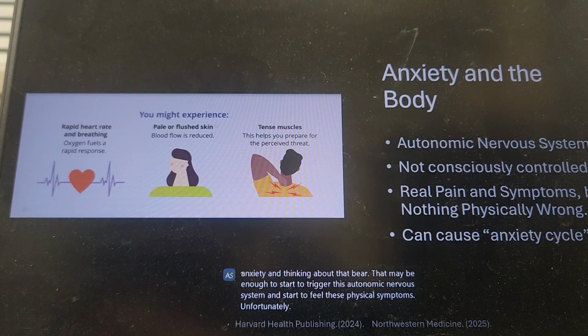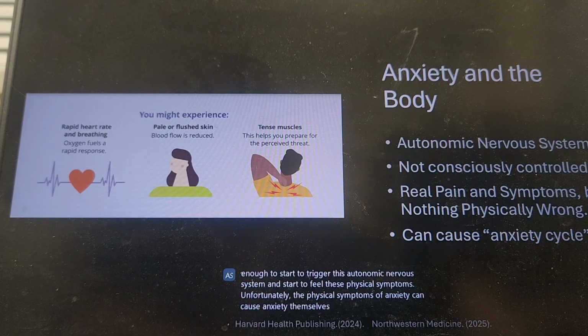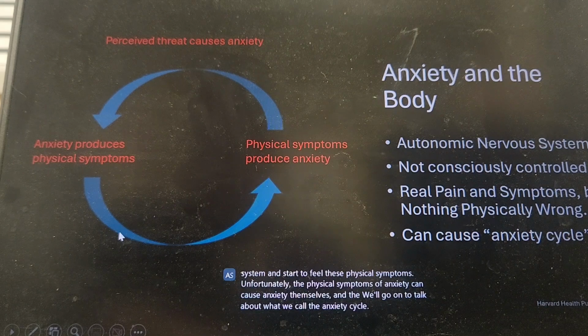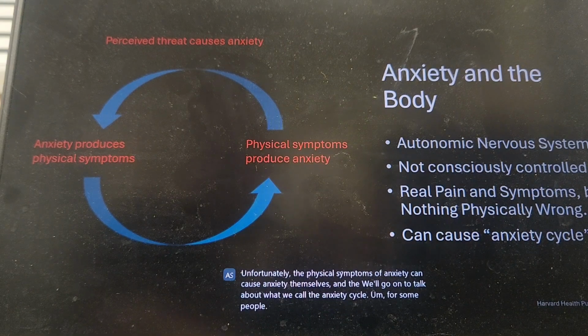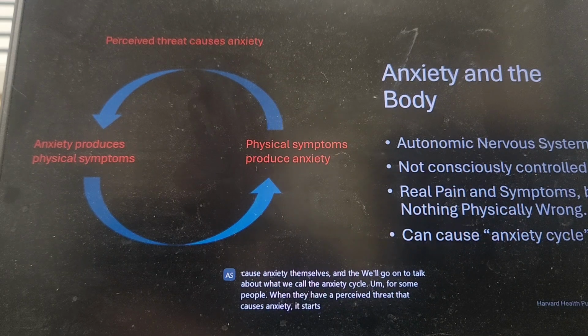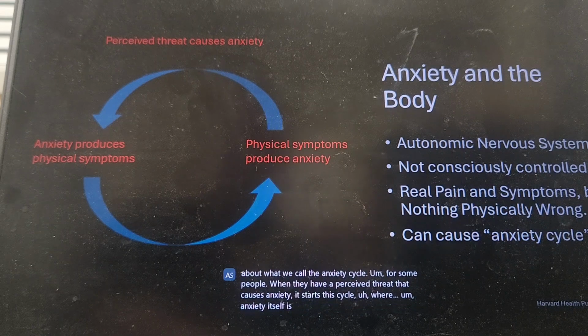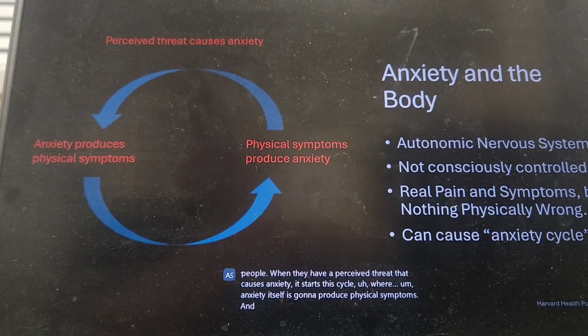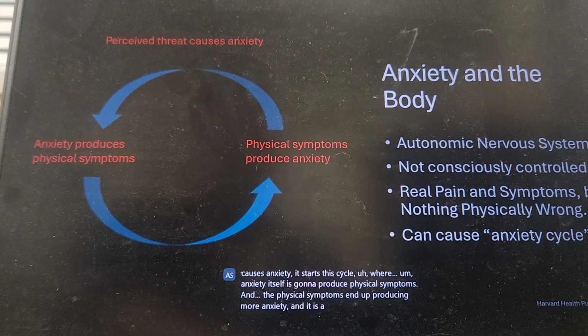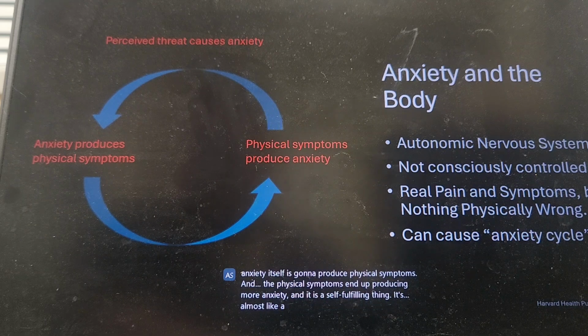Unfortunately, the physical symptoms of anxiety can cause anxiety themselves, and we'll go on to talk about what we call the anxiety cycle. For some people, when they have a perceived threat that causes anxiety, it starts this cycle where anxiety itself is going to produce physical symptoms, and the physical symptoms end up producing more anxiety, and it is a self-fulfilling thing. It's almost like a snake eating its own tail.